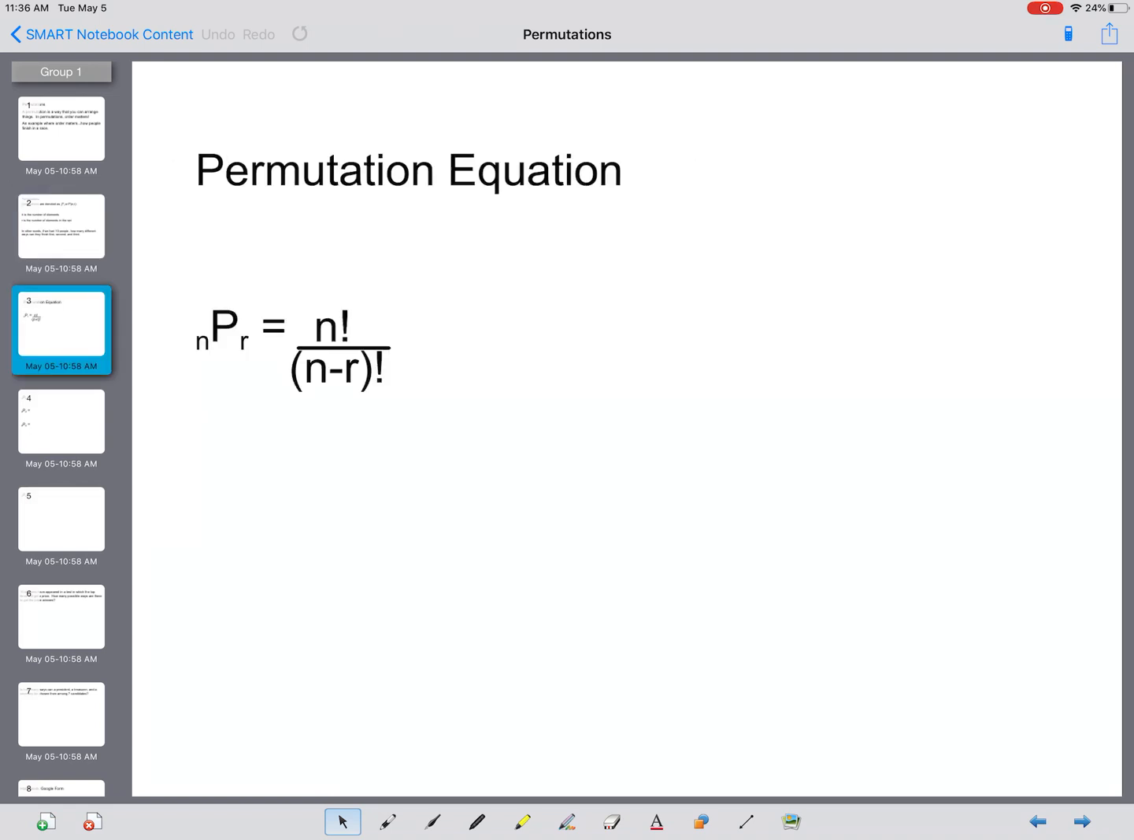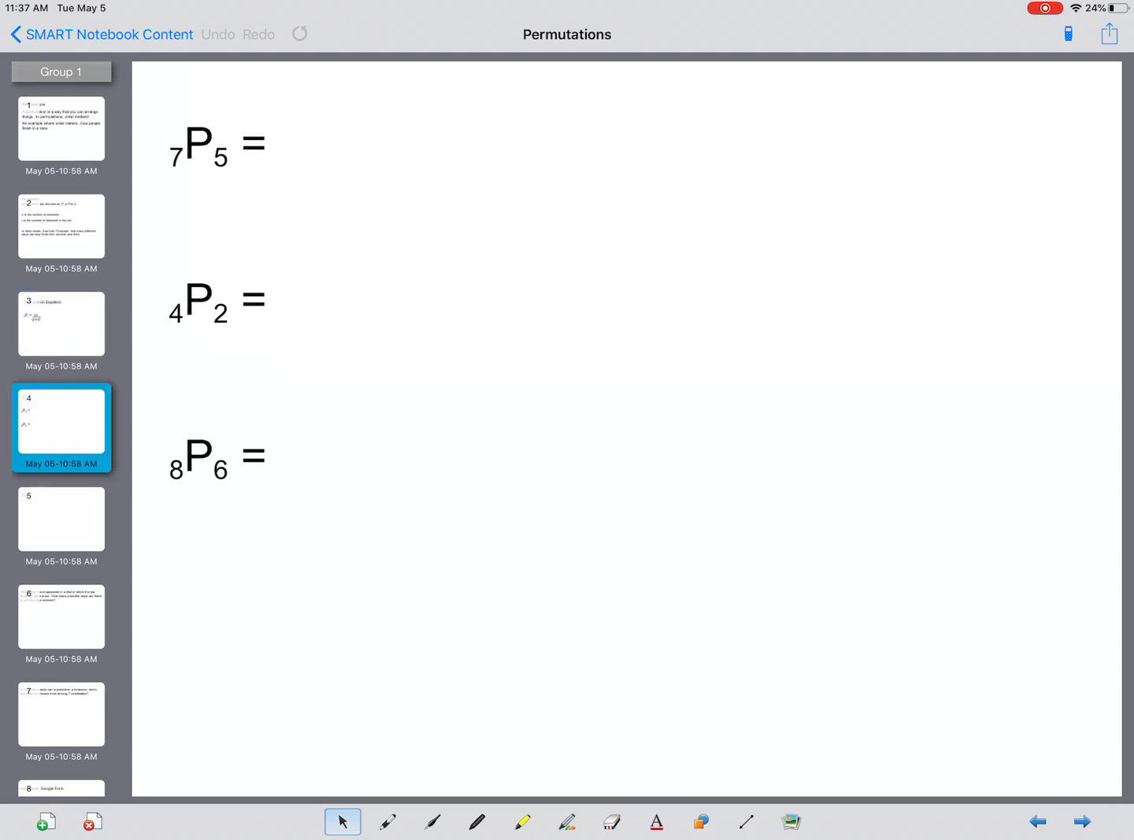Our permutations formula is pretty simple. It is just n factorial divided by n minus r factorial. This is where people get this messed up. It's n minus r, simplify that, and then it's factorial. I've had people take n minus r factorial. So let's just get going with this.